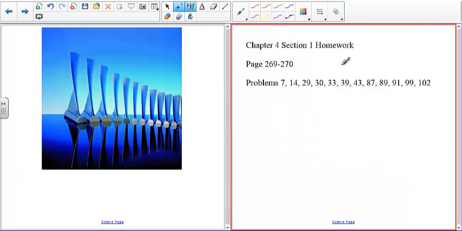And these are homework problems that are assigned. These are the problems, but you can ignore that, because I'm going to give you a handout with the homework problems associated with this section.